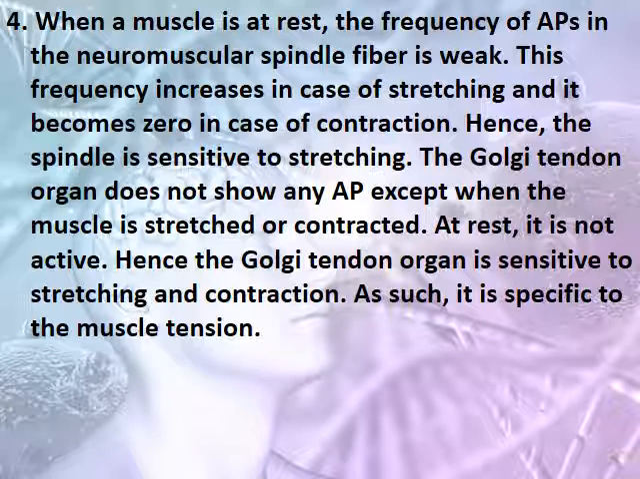Moving to the Golgi tendon, the Golgi tendon organ doesn't show any action potential except when the muscle is stretched or contracted. Either we have stretching or contraction. So at rest, it's not active. There is no frequency of action potential. Hence, the Golgi tendon organ is sensitive to stretching and contraction. As such, it's specific to the muscle tension.